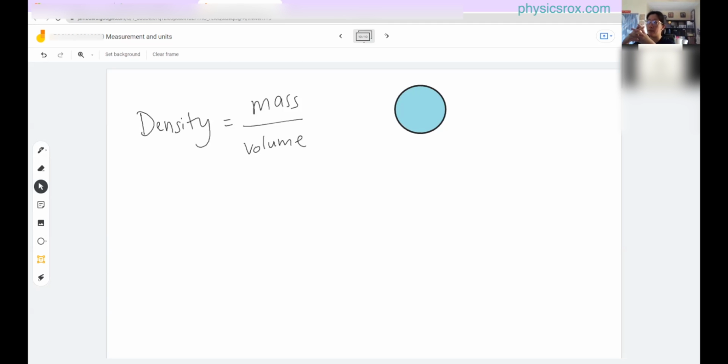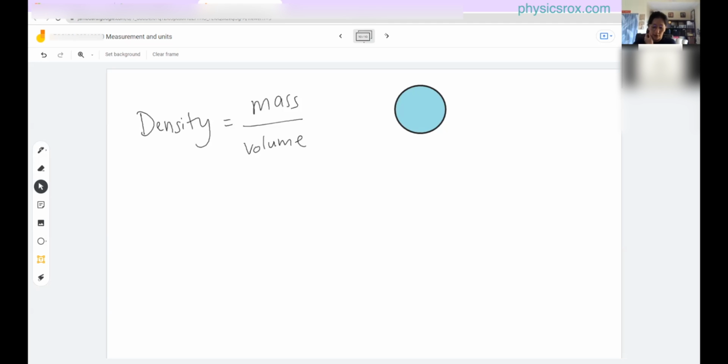So let's say, for example, this ball is made out of steel. Whether it's a big ball or a small ball, because the material is steel, the density is the same, no matter what the size is. Because density is the ratio of the mass to the volume.